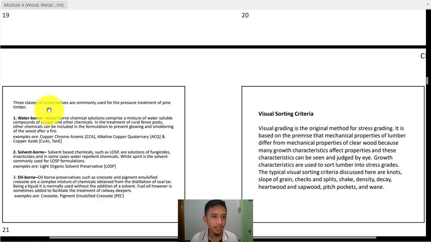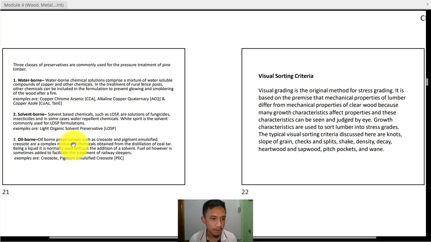So these are the three classes of preservatives which are commonly used for pressure treatment of pine timber: waterborne, solvent-borne, and oil-borne. Waterborne chemical solutions comprise a mixture of water-soluble compounds of copper and other chemicals in the treatment of rural fence posts. Other chemicals can be included in the formulation to prevent glowing and smoldering of the wood. Examples of these are copper chrome arsenic, CCA, alkaline copper quaternary, ACQ, and copper azole.